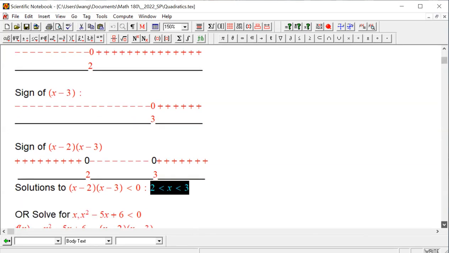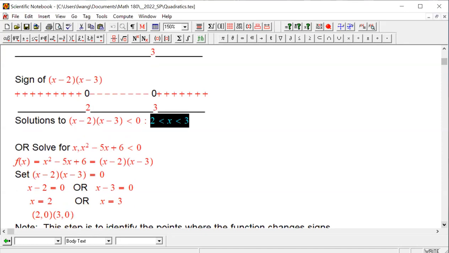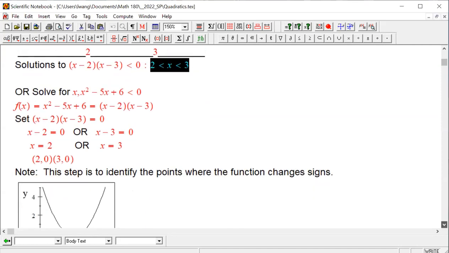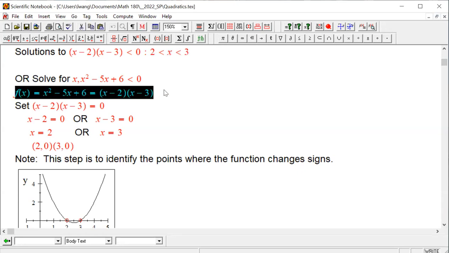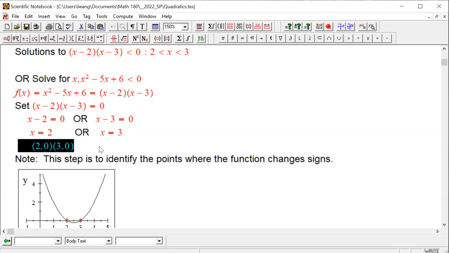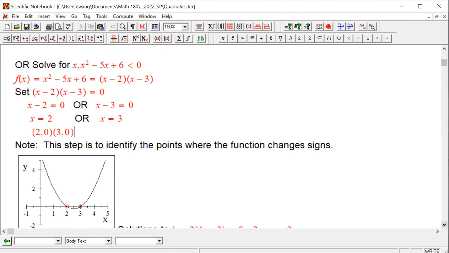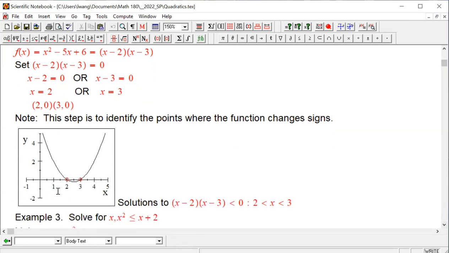If we use the function method, you can see how the function method is consistent with what we have done here, right? If it's a function method, then you have a function, you factor it, you identify x-intercepts, right? Once you identify the x-intercepts, what you can do is plot the graph, right? Sketch it is fine.